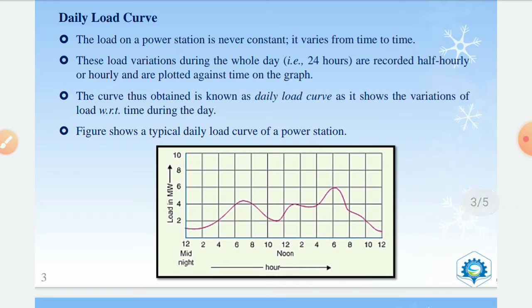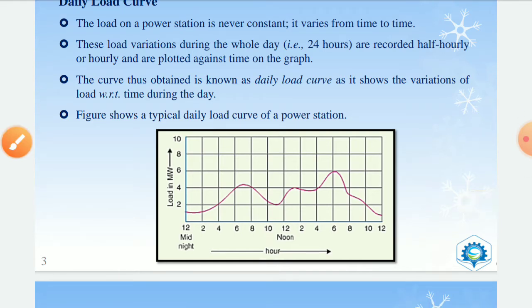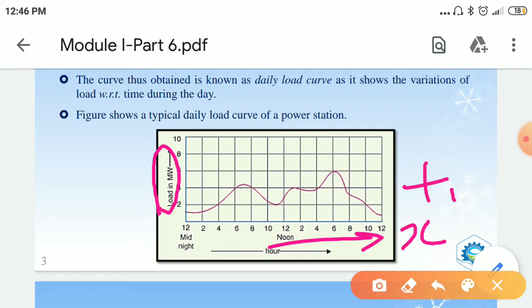So this figure shows a daily load curve. Here you can see a daily load curve. What is done here? We are marking the loads in megawatt, because it is a power station. We are marking the loads in megawatt with respect to time. So the x-axis is the time and the y-axis is the load.